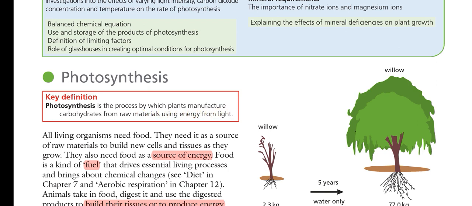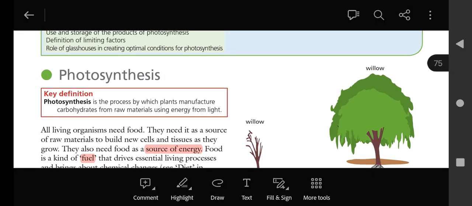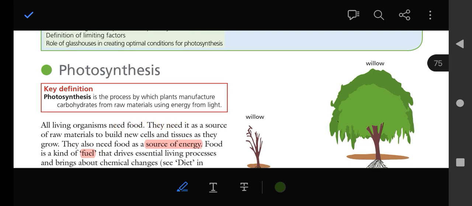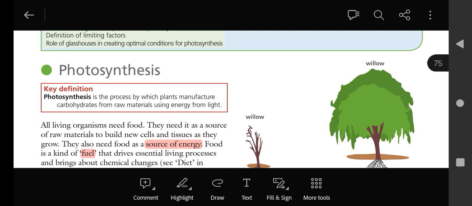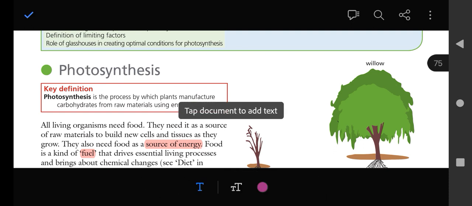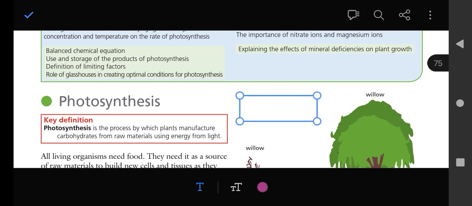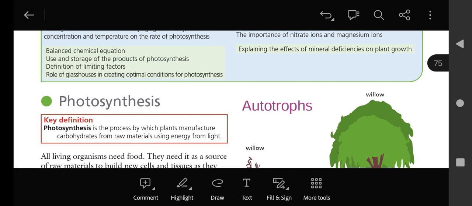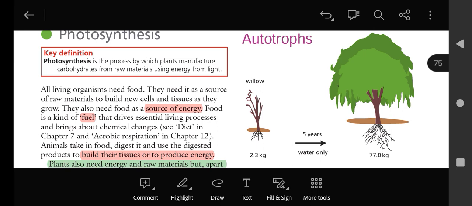So this is a very important reaction that takes place in plants to produce food, and that's the reason plants are called autotrophs. Actually, the word auto means self, and this word is called autotroph. So these are the autotrophs, due to their nature from which they can produce food.